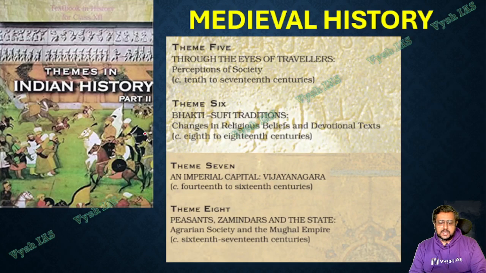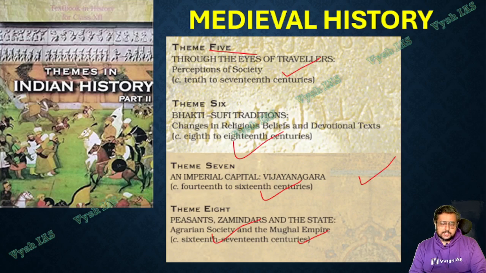Medieval history, when we start, we'll continue from there, like theme 5, theme 6 is given. So first again travelers of the medieval times, then there is Bhakti Sufi traditions, then there is Vijayanagara, from which many questions in prelims are coming these days, then the peasants, the landlord system and all these things, again from which last year also questions came. This is the medieval history part.